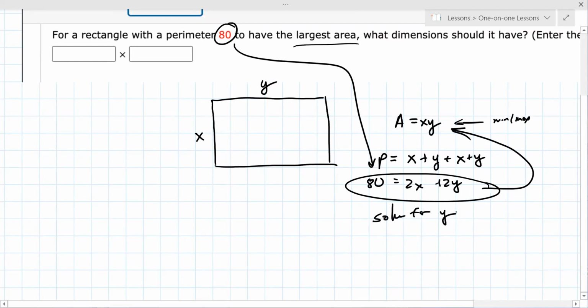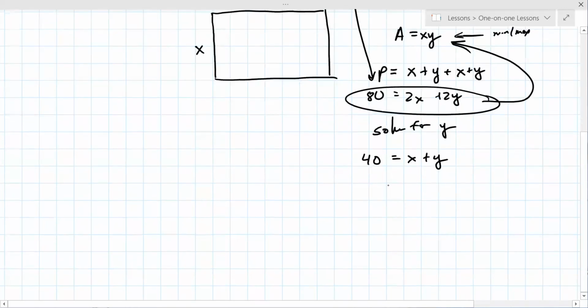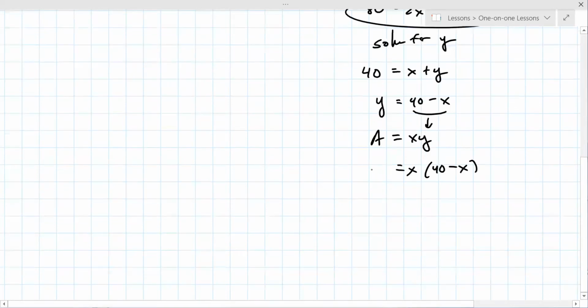To do that, you're going to divide each of these by 2. So you get 40 equals x plus y. Subtract x, so y equals 40 minus x. And then that's what goes into your area equation. This right here comes into y. So it's x times 40 minus x. Your area is 40x minus x squared.